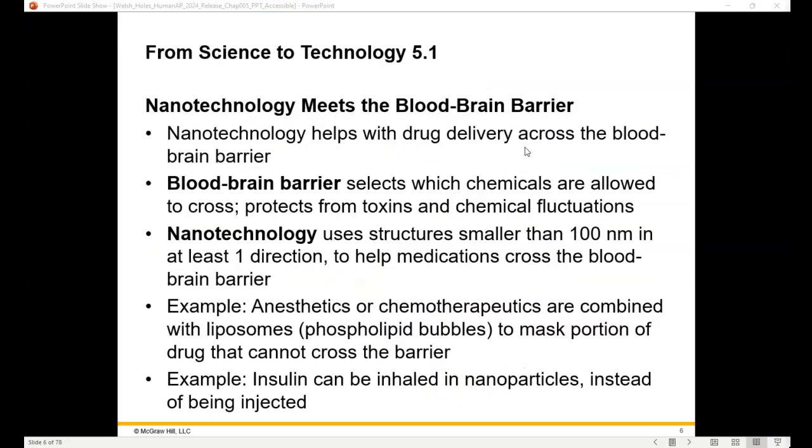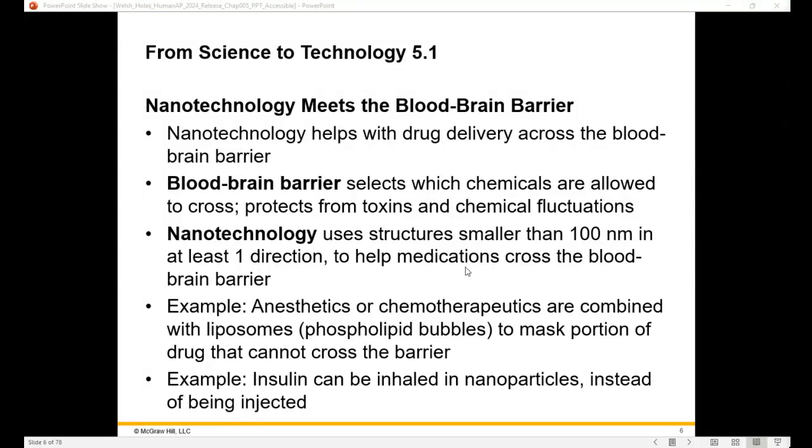Okay, from science to technology. So nanotechnology meets the blood-brain barrier. In nanotechnology, we do things that help with drug delivery across the blood-brain barrier. And the blood-brain barrier selects which chemicals are going to be allowed to cross. It protects us from toxins and chemical fluctuations.